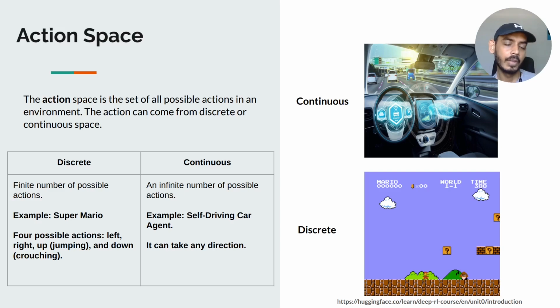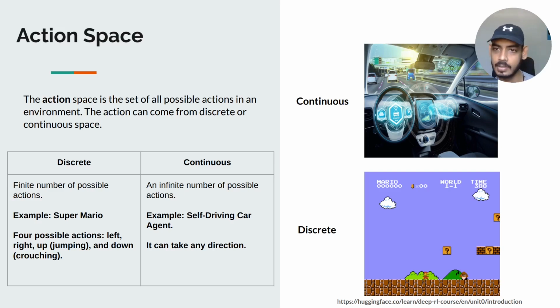What is a discrete and continuous space? Discrete space, consider the same example of Super Mario. The kind of actions that you can take in Super Mario is only 4 or 5 actions. You can jump, move forward, crouch, or move back. These are the set of actions, only 4 to 5 that are possible in the discrete space of action. When it comes to continuous space of action, you can take an infinite number of possible actions.